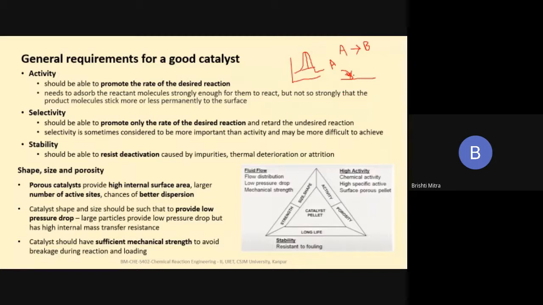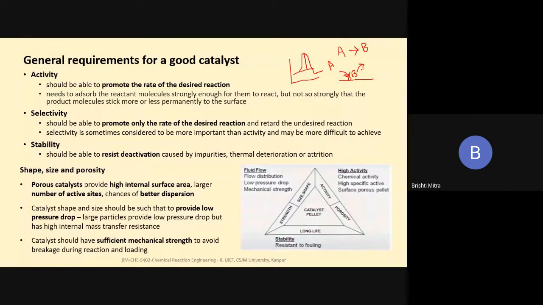A should adsorb sufficiently strongly for the reaction of A to B to happen, but not so strongly that the product molecule B which is formed out here cannot leave. It should be able to desorb from the adsorption site. So the attraction of the product B to the catalyst site should not be so strong that the release of B is hampered. It should be strong enough for it to adsorb and react, and then weak enough for it to desorb from the surface. So the first thing that is important here is the activity of a catalyst.